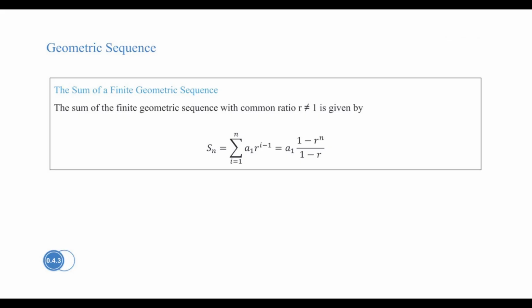Finally, we are finding the sum of a finite geometric sequence. The formula is Sn equals a1 times (1 minus r to the power of n) over (1 minus r). Here Sn means the sum of the first n terms, a1 is the first term, r is the common ratio, and n is the number of terms. We use this formula when we want to add many terms in a geometric sequence quickly. One important note is that r cannot equal 1 in this formula because the denominator would be 0.